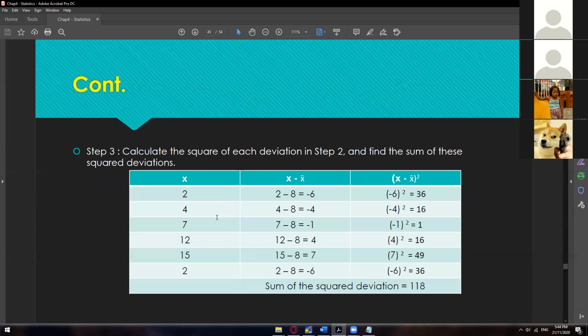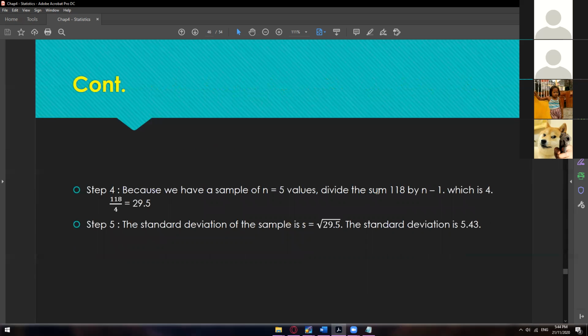So how many numbers do we have? So n is, where's that one? So 5, I think. So which is 4. Yeah. 5 minus 1 is equal to 4. Okay. So 118 divided by 4 is 29.5.